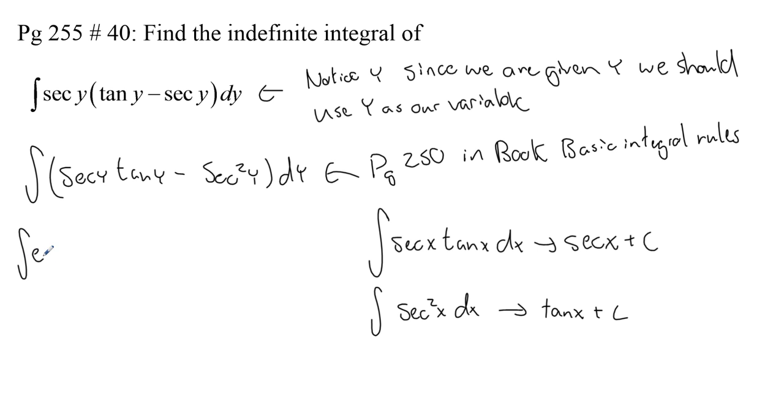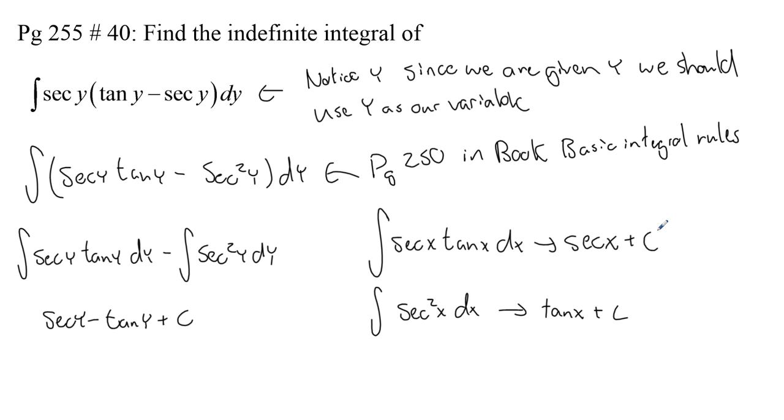I can say that this is the integral of secant y tangent y dy minus the integral of secant squared y dy. And again, I know that secant tangent integrates to secant x. So this becomes secant of y minus, since secant squared x becomes tangent x, tangent y because we're using y, plus some constant c. Now I know I had two constants here. This constant is different than these two. It is the sum of those two, but I don't know what it is anyway, so I just made it into one constant, and we are finished with that particular set of questions.